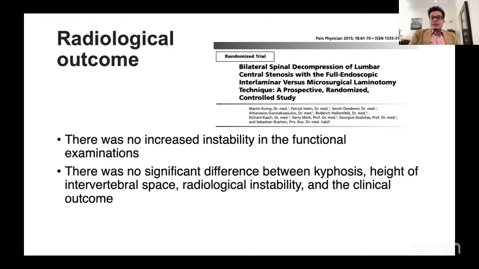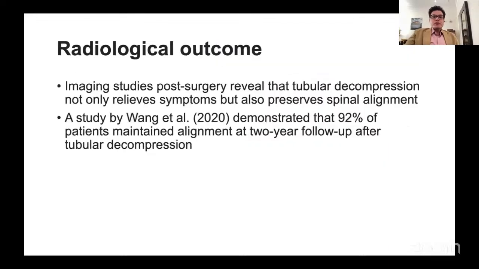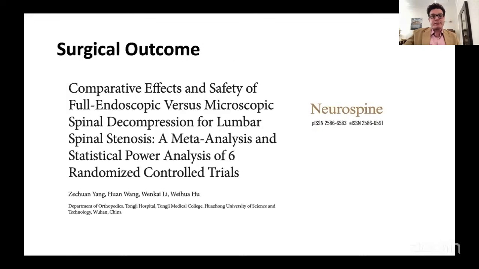Another study, which is a strong randomized prospective study, compared bilateral spine decompression of spinal stenosis with a full endoscopic interlaminar approach. They commented on the radiological outcome that there was no increased instability in the functional examination, and there was no significant difference in kyphosis, height, and intervertebral space, and radiological instability, along with clinical outcomes. An imaging study in postoperative surgery revealed that tubular decompression not only relieves symptoms but also preserves spine alignment. And a study of Wang et al. in 2002 demonstrated that 90% of patients maintain alignment at 2-year follow-up after spine decompression.